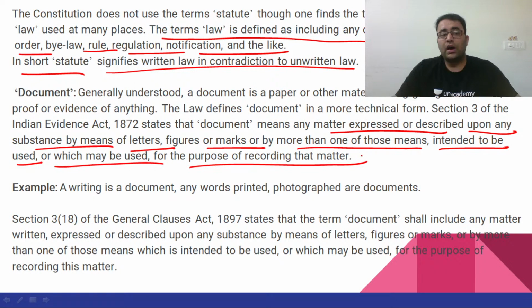So as per the Indian Evidence Act 1872, a document means any matter expressed or described upon any substance by means of letters, figures, or marks, or by more than one of these means, intended to be used, or which may be used for the purpose of recording that matter. Alright?